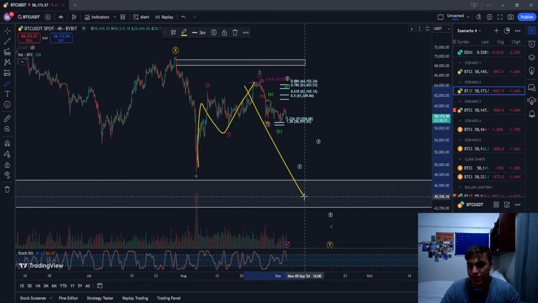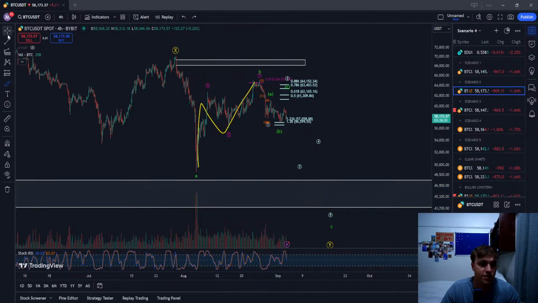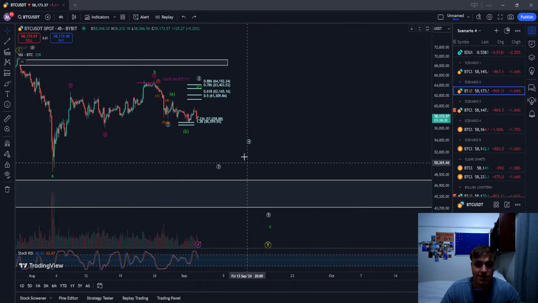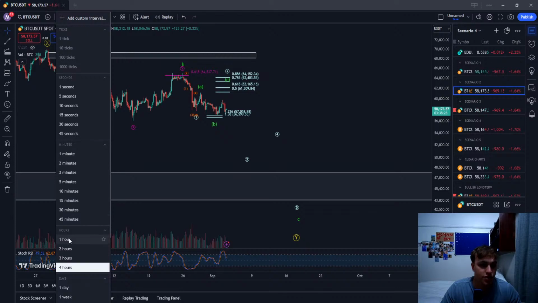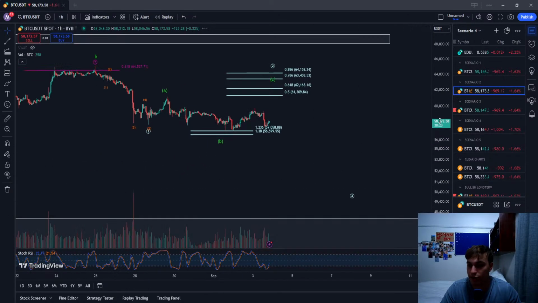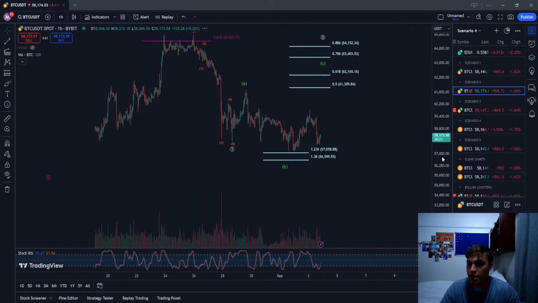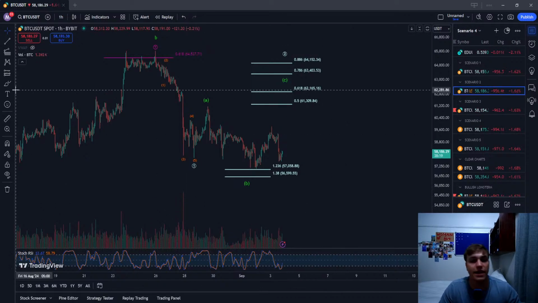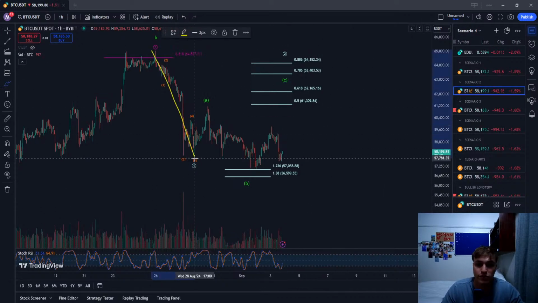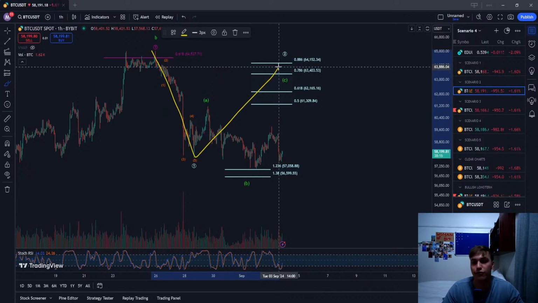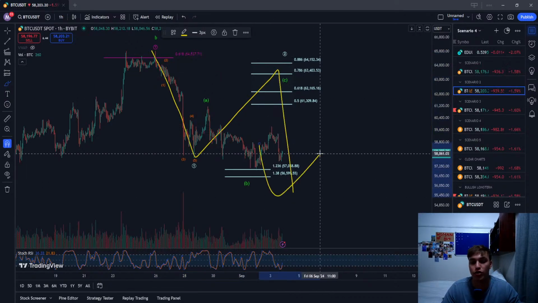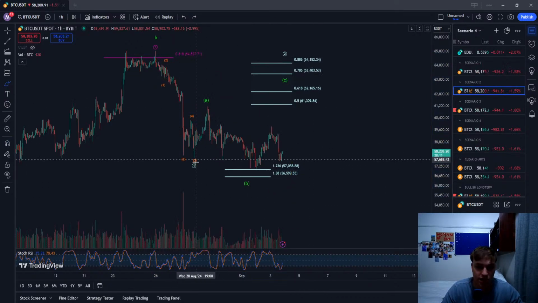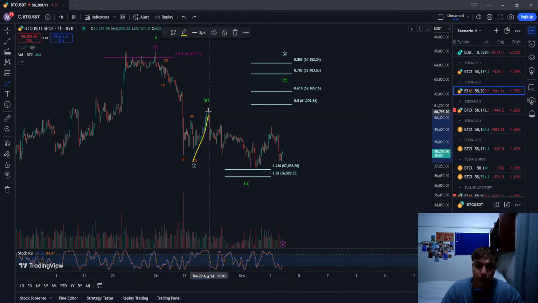WXY. Now we're looking for a C wave down. This is the structure that is still going to take the high. So we are still looking for higher prices in this scenario, where we have an expanding flat. We have a 5-wave structure down in 1, and now we're looking for that wave 2 to follow that 5-wave move to the downside.